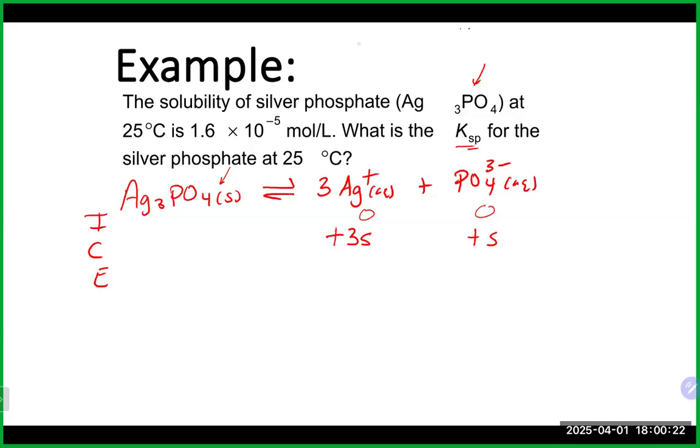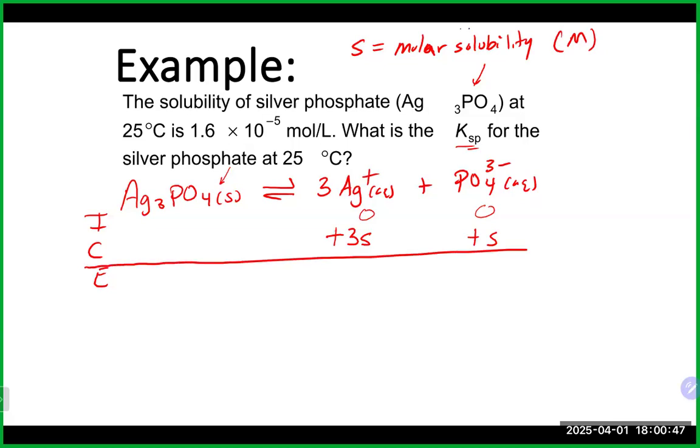S here does stand for the molar solubility, which again is a fancy way of saying molarity, basically. So very common in these sort of KSP type problems, we don't use x. You could still use x if you like x better, I suppose. But we do use s. And again, that s actually stands for the molar solubility. We'll do what we normally do down here, which is this is going to give me 3s and s in this case.